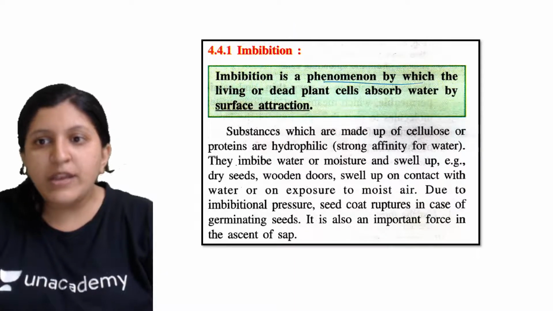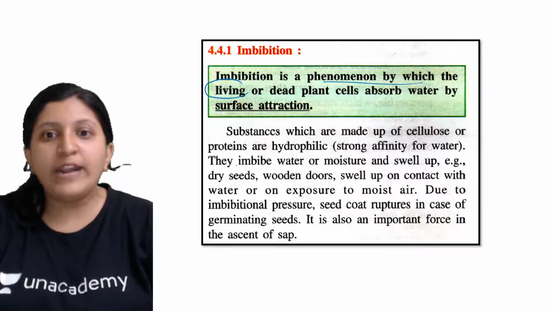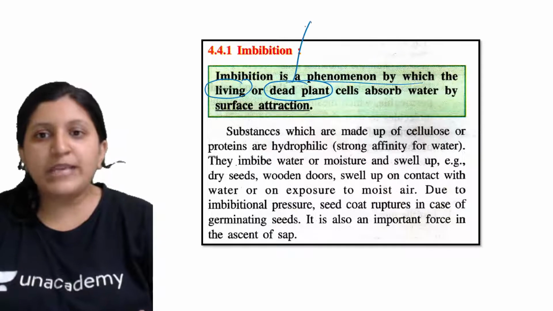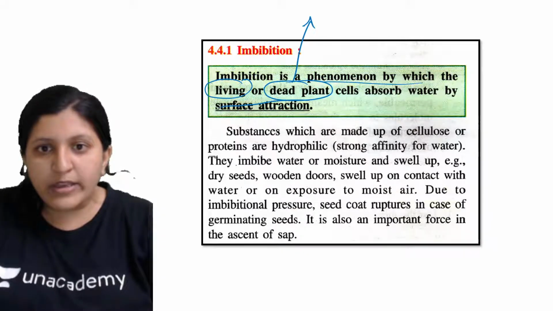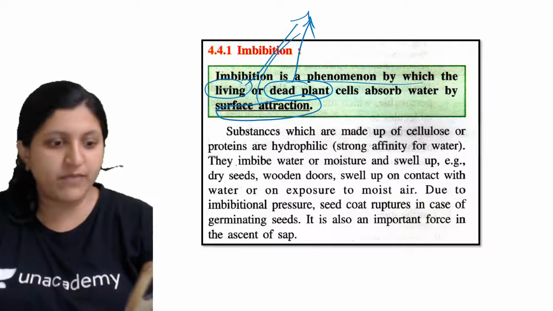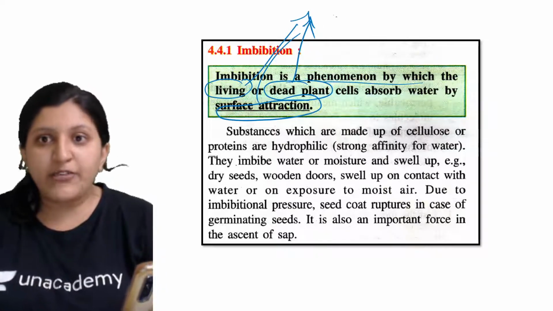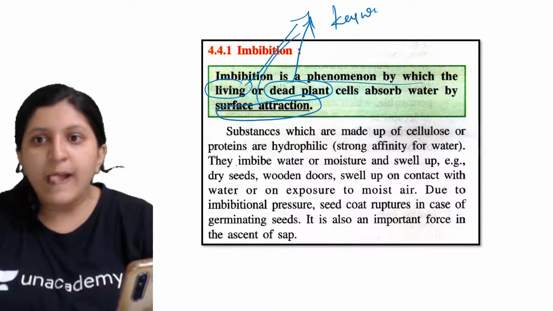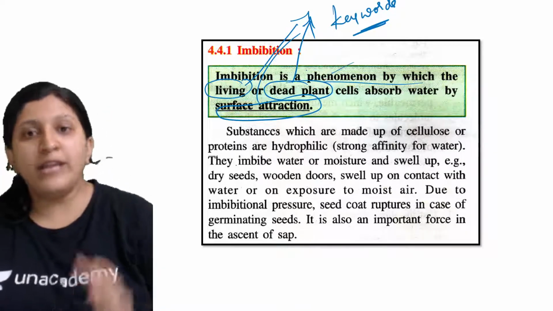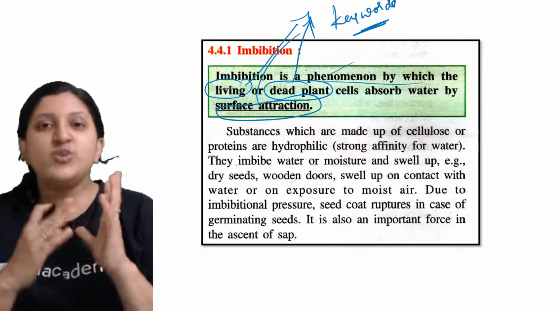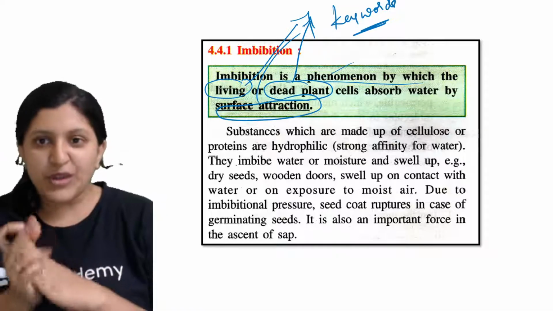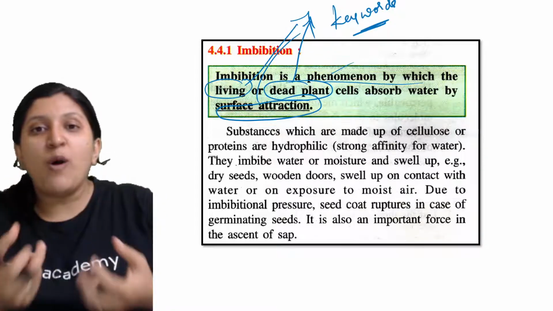Imbibition is a phenomenon by which a living or dead cell absorbs water. These are the keywords, and they should be there: living, dead, surface attraction. While you are writing the definition, these keywords need to be included. Imbibition is not just applicable to a living cell, it is even applicable to a dead cell, in which case they absorb the water.